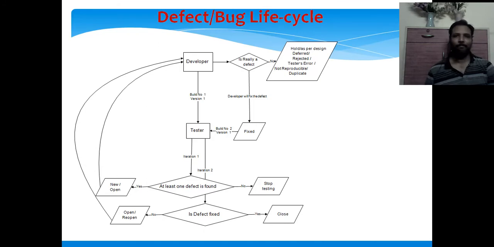Then, not reproducible, if the defect is not reproducible. If he followed the steps which the tester has written in the steps to reproduce, and still didn't get the defect, then he will write it as not reproducible, need more information. In that case, the tester has to provide some more information.